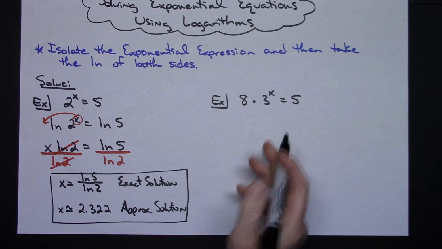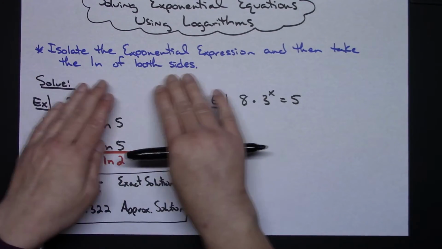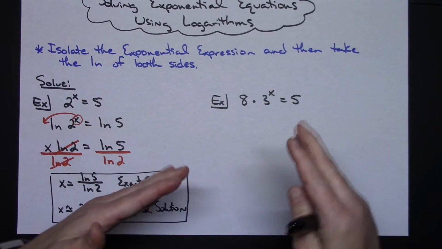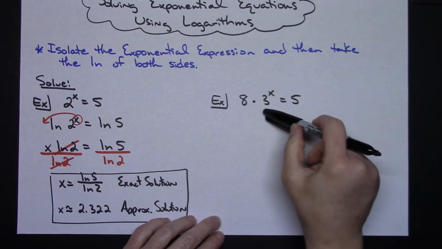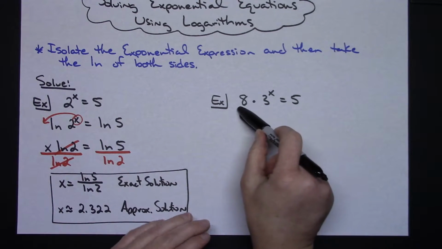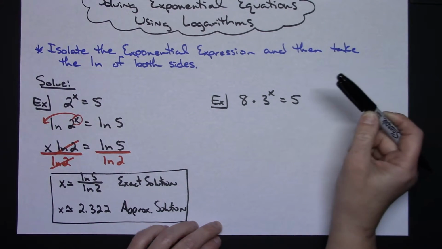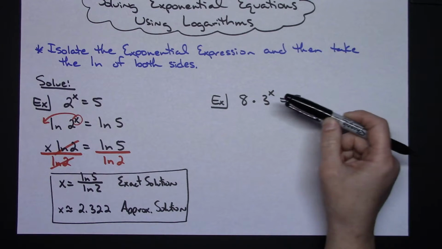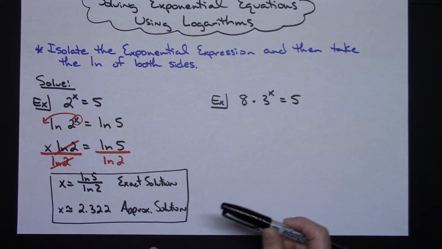Then on this one over here, I put this example in just because of this part where I said you want to isolate that exponential expression before you take the log of both sides. Here's my exponential expression, but it's got something extra on the left-hand side with it. 8 times is also on that side. You could have a plus 3 on this side, or a plus 4, or plus 5. You're going to want to get rid of all those extra numbers before you take the log of both sides.